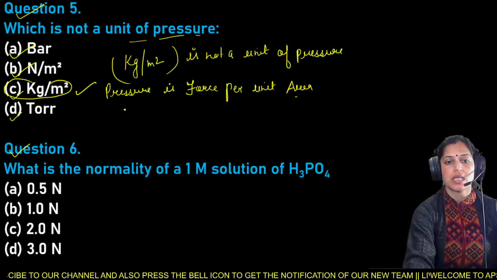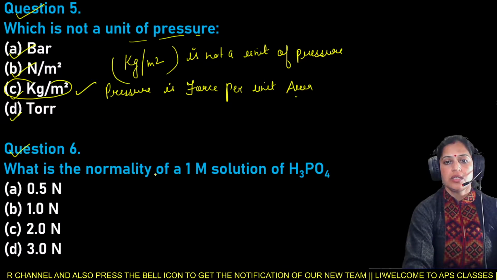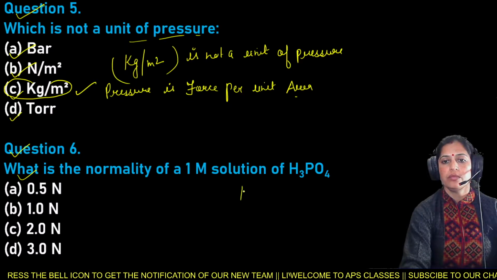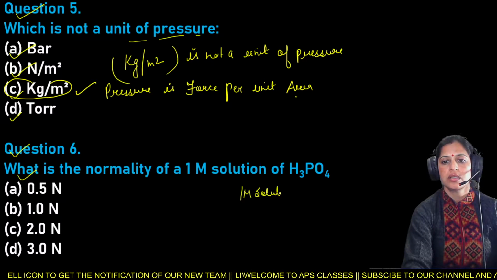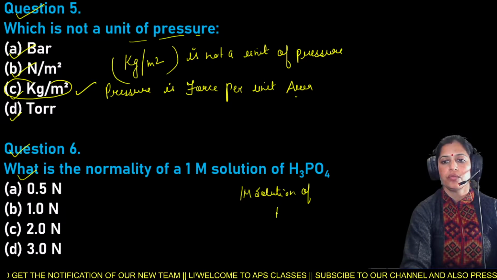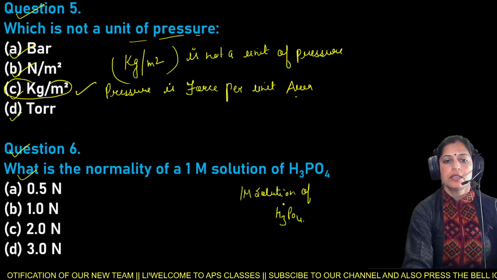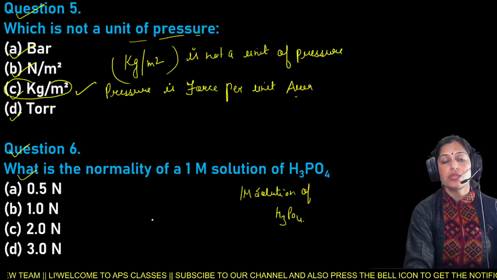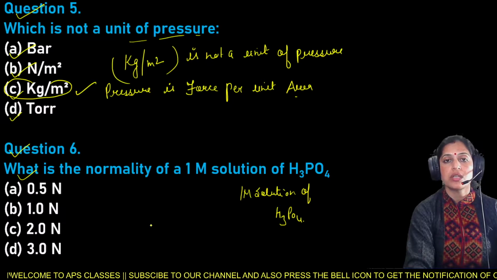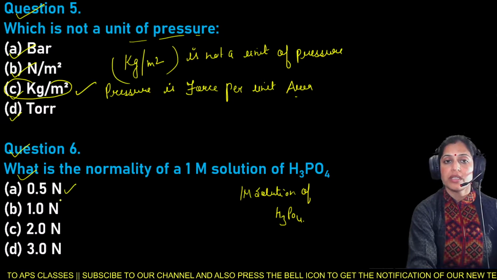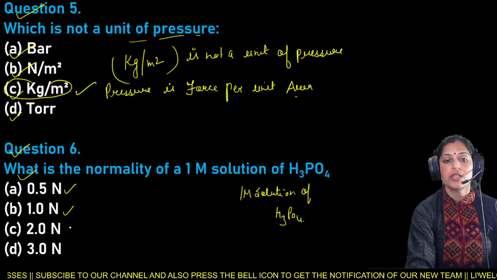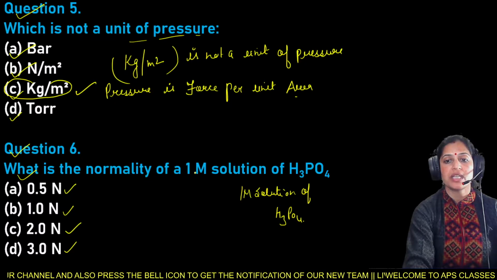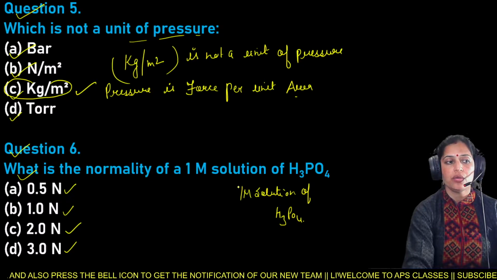It is your question number 6. What is the normality of a 1 mole solution of H3PO4? Normality is defined as the number of moles of solute dissolved per liter of the solution. Options are 0.5 normal, 1.0 normal, 2.0 normal, and 3.0 normal. So what is the normality of 1 mole solution of H3PO4?